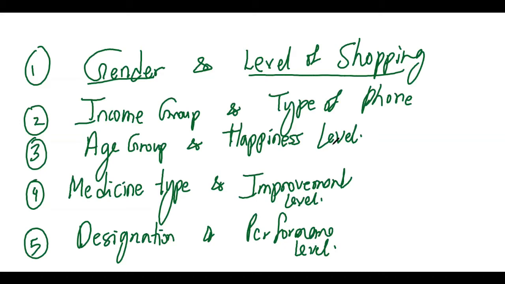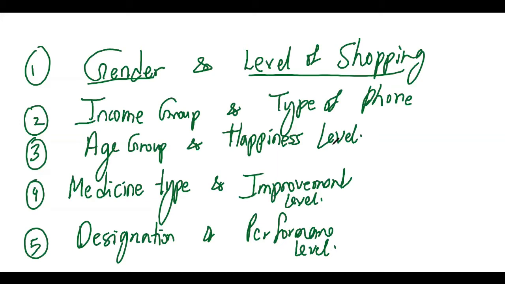Medicine type: sometimes in experimental design, we provide medicine to one group and placebo to another group, and we want to check whether there is any relationship between the type of medicine and the improvement of the patient. Sometimes we want to know whether there is any relationship between designation and performance level. In universities, can we say assistant professors give more publications compared to associate professors, or professors give more publications compared to associate or assistant professors? So we are interested in finding out the relationship between nominal variables.